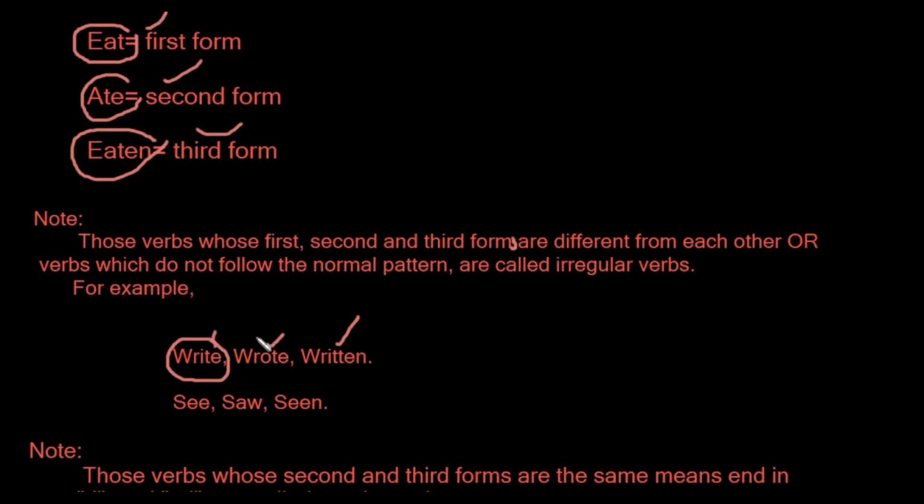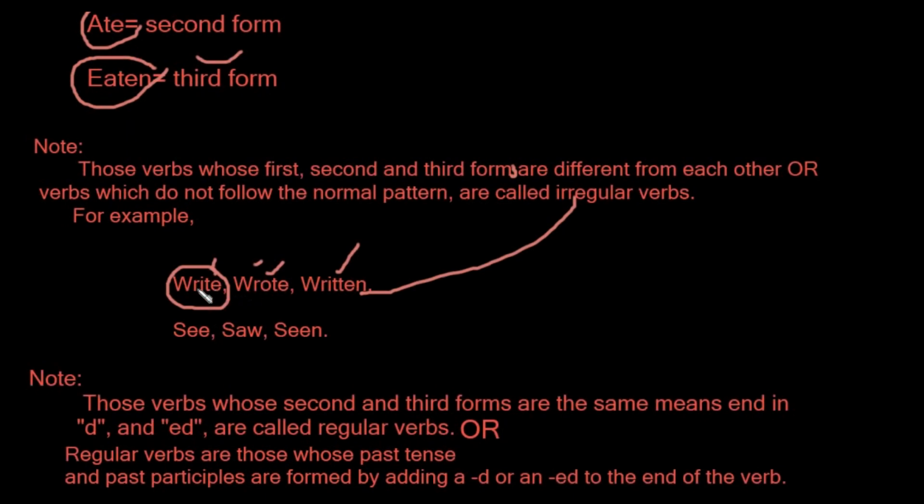Like, it will be different, this will be different than this one, and this will be different than this one. So they will be different from each other. That's why they are called irregular verbs. Like its first, second, and third form will be different. In the same way we have another verb which is see. See, saw, seen. It is changing its pattern, it is not in the same shape, and its first, second, and third form are different from each other. That's why they're called irregular verbs. I hope it is clear.